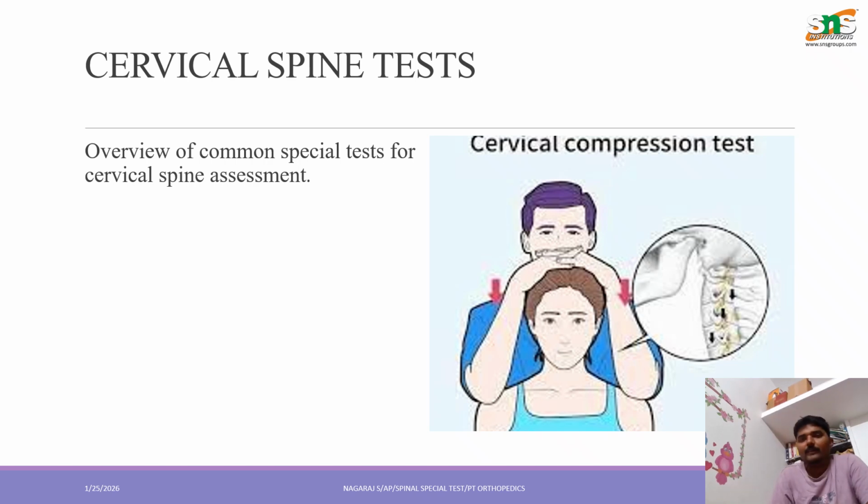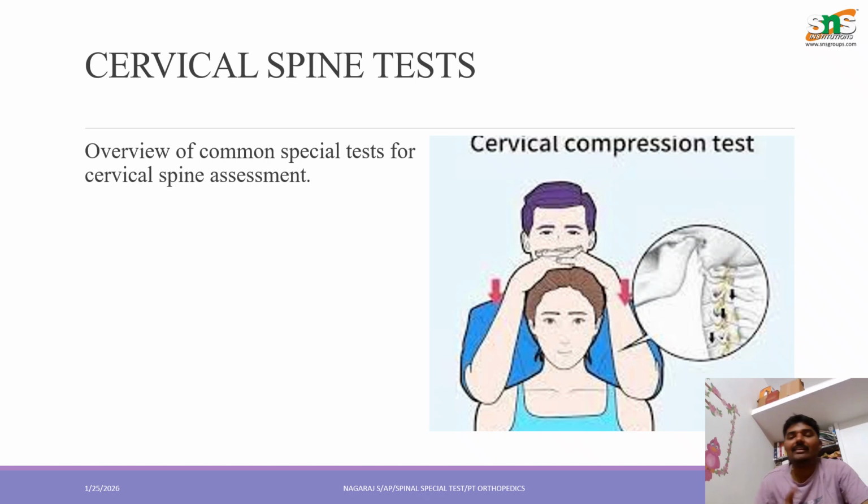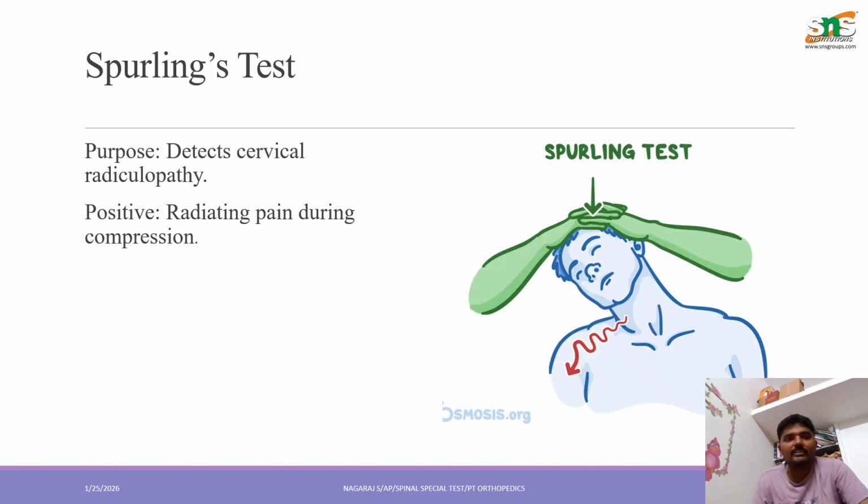Cervical compression test. This test is mainly for the vertebral artery. The bone inside the nerve canal is compressed to the vertebra. This cervical spine test is positive for cervical radiculopathy. Then the Spurling test is also a confirmatory test for cervical radiculopathy.